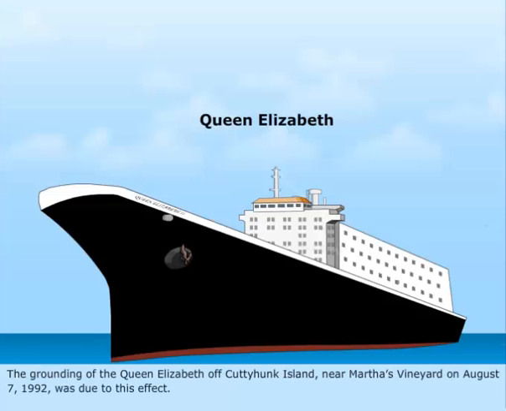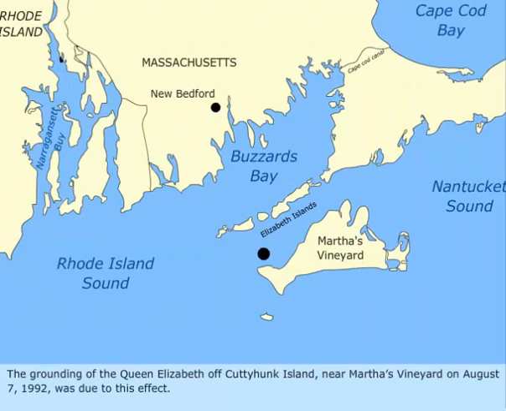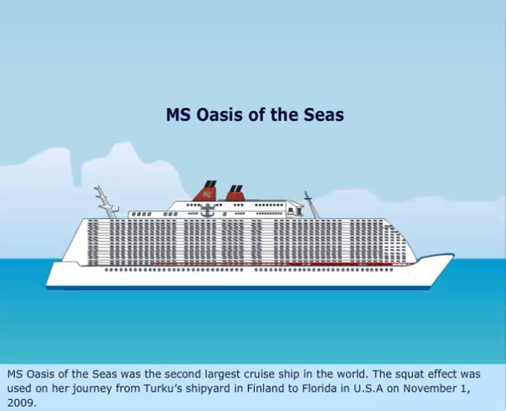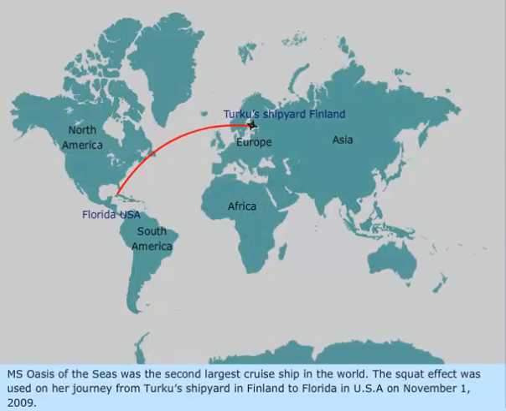The grounding of the Queen Elizabeth off Cutty Hunk Island near Martha's Vineyard on August 7, 1992 was due to this effect. MS Oasis of the Seas was the second largest cruise ship in the world. The squat effect was used on her journey from Turku's shipyard in Finland to Florida in USA on November 1, 2009.